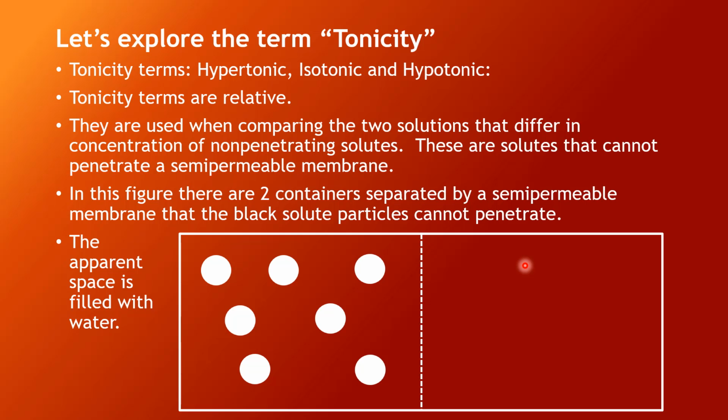Let's explore the term tonicity. Tonicity terms: hypertonic, isotonic, and hypotonic. Tonicity terms are relative. They are used when comparing two solutions that differ in concentration of non-penetrating solutes. These are solutes that cannot penetrate a semi-permeable membrane. So here we have two containers represented by these triangles, and in between them they have a semi-permeable membrane. On the left-hand side, we see more solutes represented by the white dots, and on the right-hand side, we don't see any solutes. The space is filled with water, on both sides, and the solutes are dissolved in water.